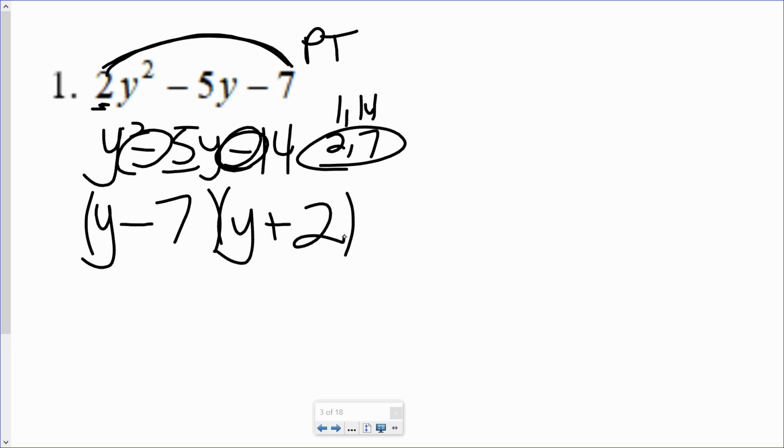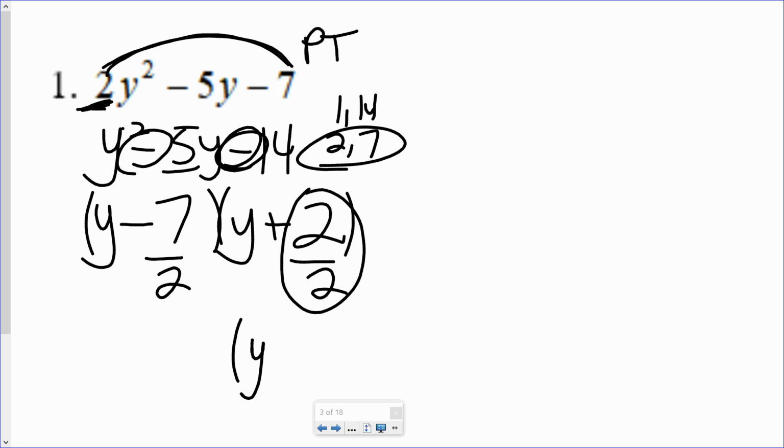Now it's time to pay the toll. Pay the toll means divide by the leading coefficient. Since I multiplied by 2 at the beginning, now I have to divide by 2. Now there's two scenarios. Scenario one, one of them divides nicely. Well, this divides nicely. So if one of them divides nicely, divide them.